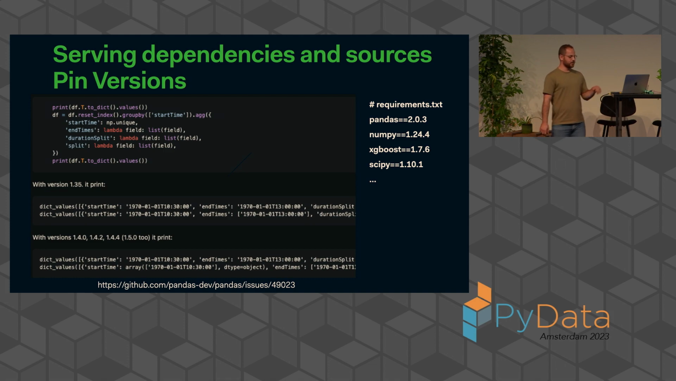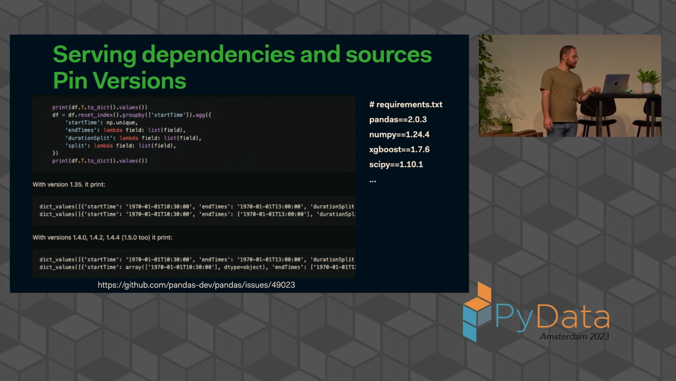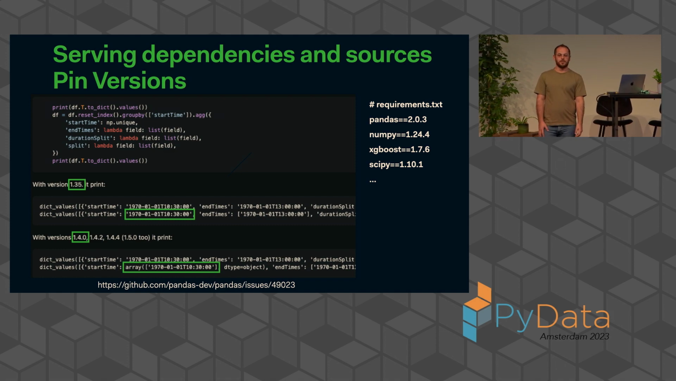So I put here an example. I'm not sure if you can read it, but a small change in Pandas version from 1.35 to 1.40 or 42 can lead to different return types. So in one place, it returns an array. In the original one, it returns a string, and then it leads to an array. So this is something that might slip in or might actually fail online. It depends on how things are running, but definitely something you don't really want.